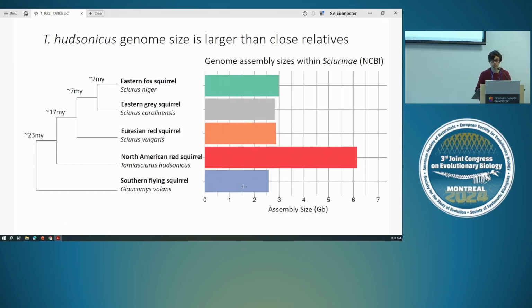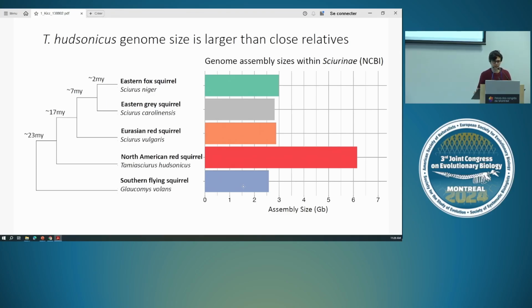So here's the comparison of assembly sizes across the family Sciurinae. As you can see, T. hudsonicus has the largest by far at 6.1 gigabases, and the rest of them are clustering very tightly in this sort of 2.5 to 3 gigabase range. If I were to zoom out on this phylogeny and show you the assembly sizes for all of the squirrels, including groundhogs, chipmunks, that kind of thing, you would still see this pattern. So a very, very tight band around 2.5 to 3 gigabases.